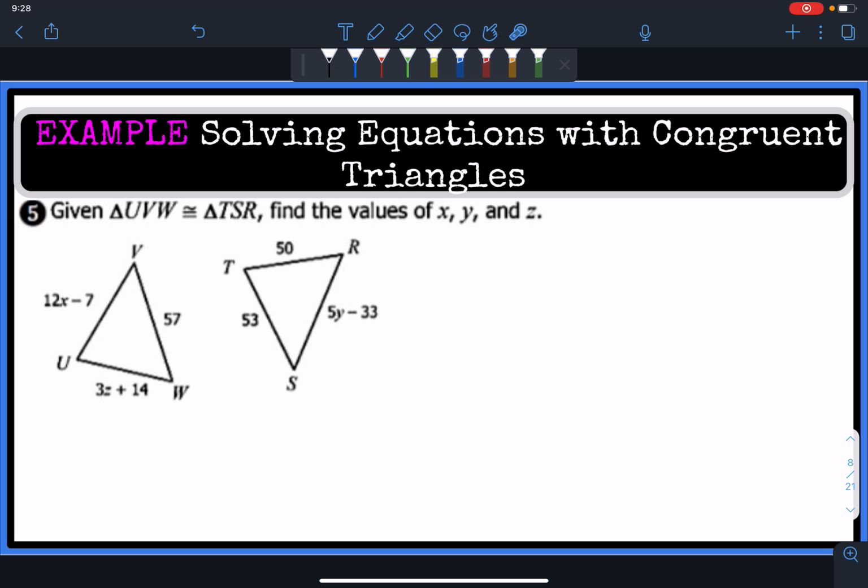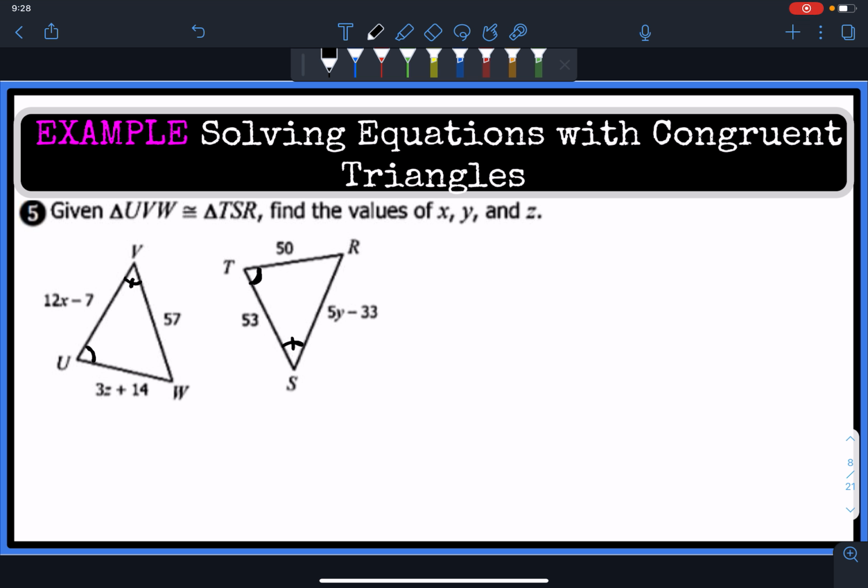So starting with the angles, U corresponds to T. So I'm going to use this type of indication now. U and T are congruent, so I'm going to use that to indicate that. V and S are congruent. To indicate that V and S are congruent, I'm going to use the same indication, but put a little different mark, a little mark right there. Okay, so those two are going to be equal to each other.